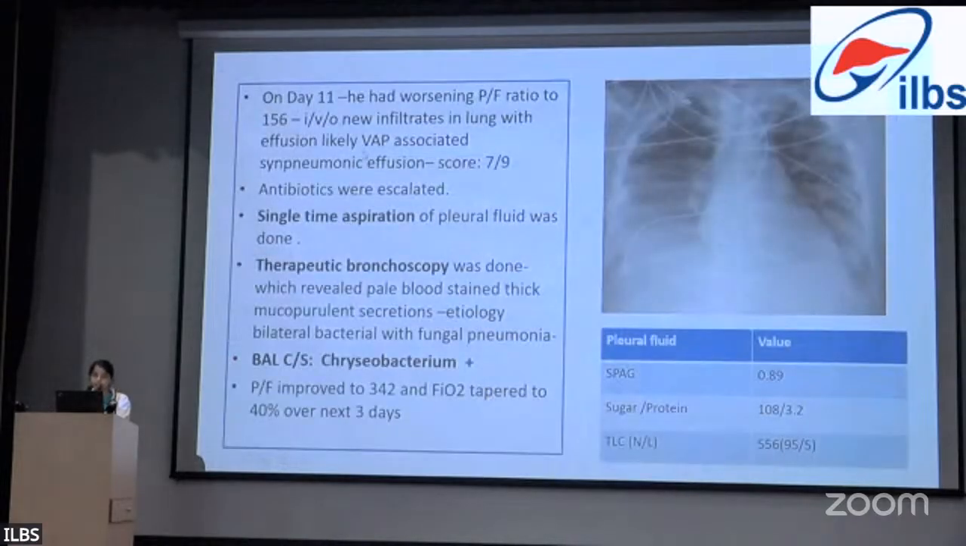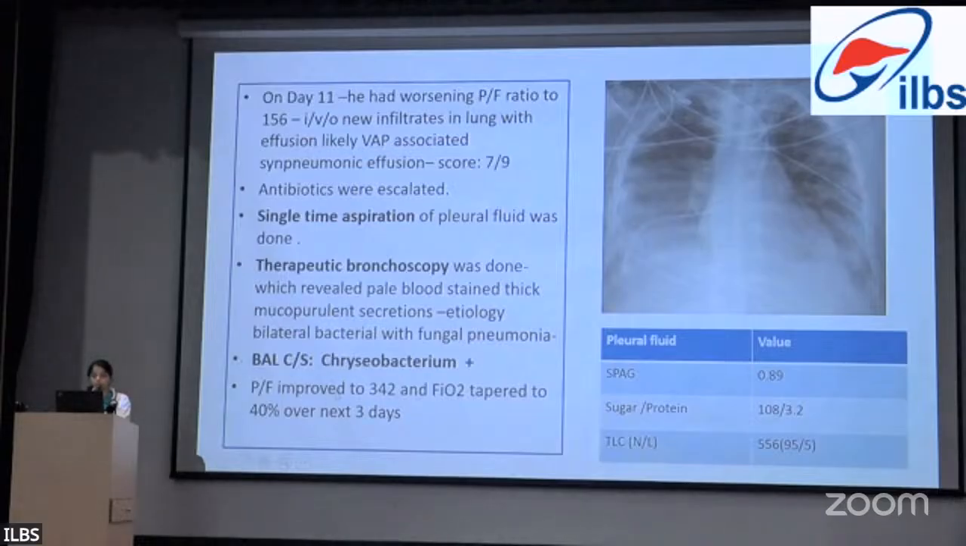On day 11, he had worsening PF ratios to 156 in view of new infiltrates in the lung with effusion, likely VAP-associated pneumonic effusion, score of 7/9. Antibiotics were escalated. Single-time aspiration of the pleural fluid was done, which revealed low SAAG, high protein, and neutrophil predominant counts, likely bacterial effusion. Therapeutic bronch was also done, which revealed pale blood-stained thick mucopurulent secretions, etiology of which was likely bilateral bacterial and fungal pneumonia. Bile culture revealed Citrobacter positive.